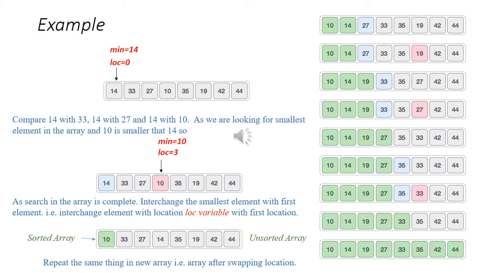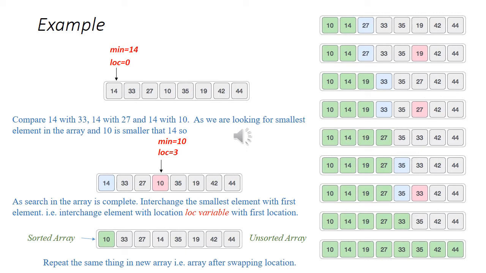Again I compare 14 with 27. I find 14 is already smaller than 27. Then next I compare 14 with 10. But here what happened? 10 is smaller than 14. As we are looking for the smallest element in the array and 10 is smaller than 14, min equal to 10. The value of min is now 10. At which location do you find 10? 14 is at location 0, 33 is at location 1, 27 is at location 2, 10 is at location 3. So the minimum element is 10 and LOC is 3.